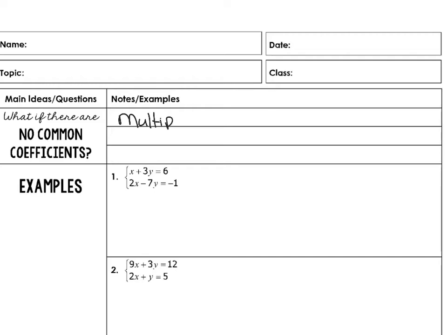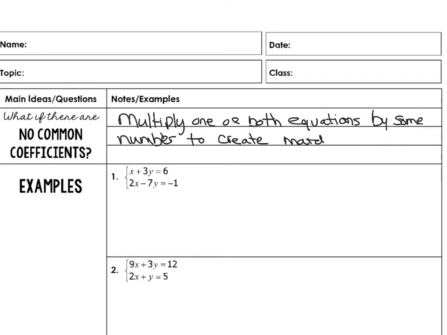All right. So what you're going to do is multiply one or both equations by some number to create matching or opposite coefficients.